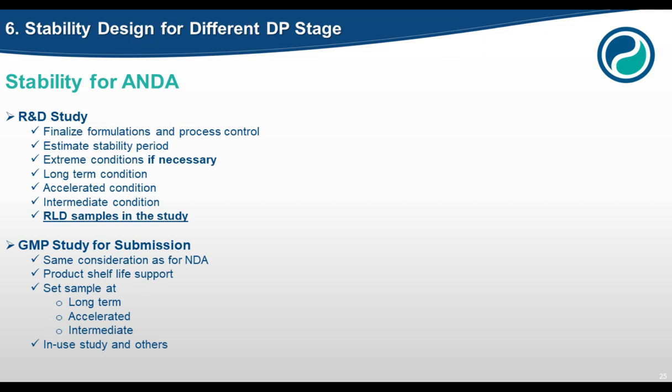For stability study for ANDA, for R&D stage, simply follow the requirement for R&D submission, and if necessary, include extreme conditions. And here I just want to point out, do include the RLD samples in the study. This will provide very useful information if you do observe unexpected impurities. For the GMP study for the submission, use the same consideration as for the NDA submission.